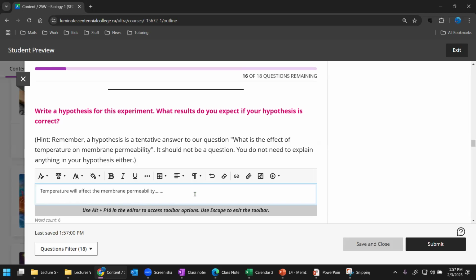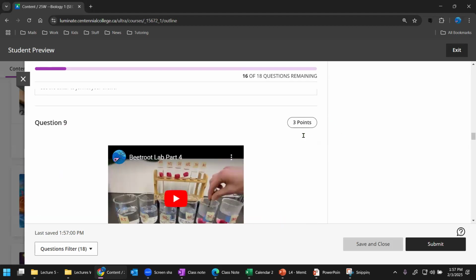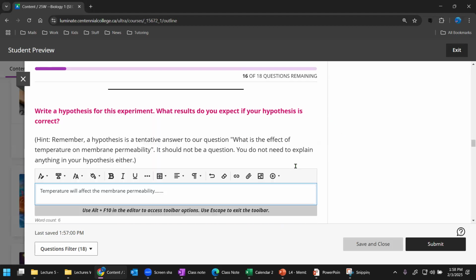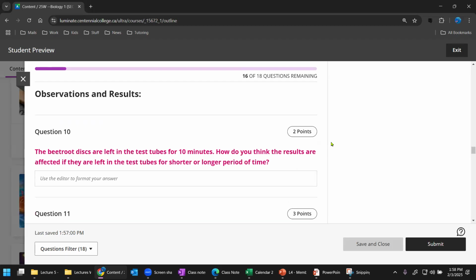You have to tell me what you think the effect is. Do you think temperature will increase the membrane permeability, or decrease it? You have to pick a side. You can't just say it will affect it. Affect it how? And then you have to tell me what kind of results you expect if your hypothesis is correct. Always pay attention to the points. If it's 3 points, you probably need 3 sentences. That's a good way to gauge whether your answer is too long or too short.